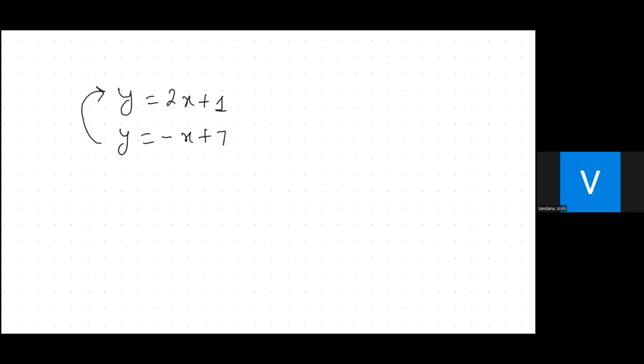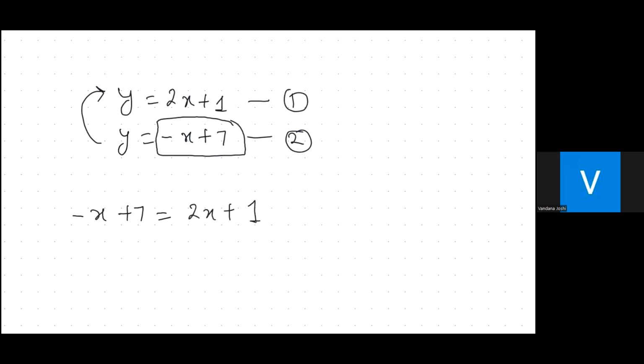So if I have this as 1 and this as 2, my equations are already written in a way in which the variables are on opposite sides. Like this, y is expressed in the form of x because y is written as minus x plus 7. If I take this value of minus x plus 7 and plug it into the first equation, instead of y, I write minus x plus 7. So minus x plus 7 equals 2x plus 1. You just have to manipulate the equation and solve it.